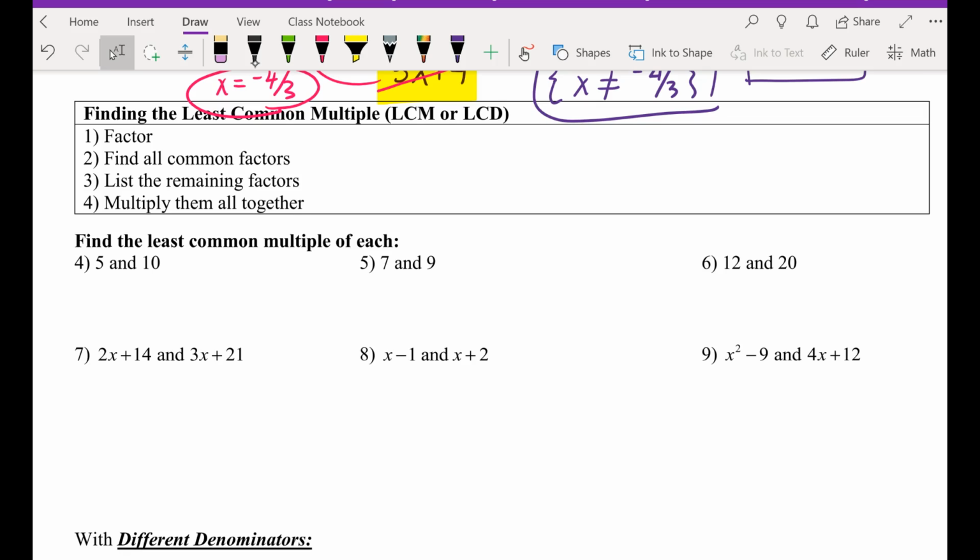5 and 10. What is the least common multiple? That means, what's the smallest number that will enable you to divide 5 and also 10? That will enable you to divide 5 and 10, not go into 5 and not go into 10. What is it? It's 10. Can 5 divide by 10? No. But can 10 divide by 5? Can 10 divide by 10? Yes. So, this is a review.